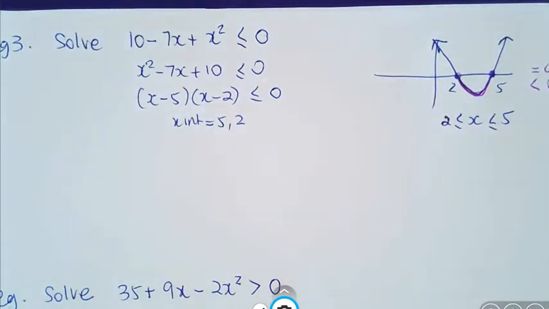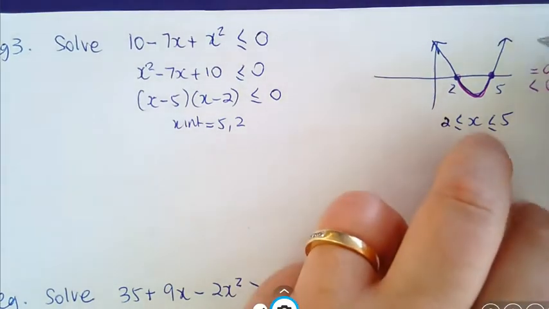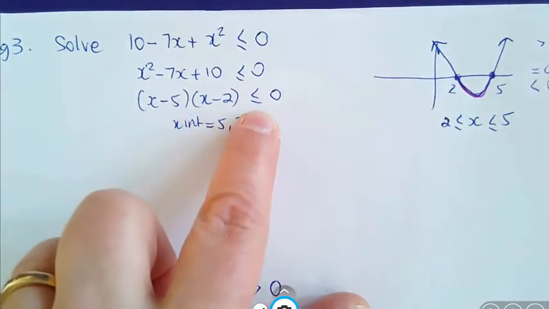On the line is equal, below the line is less than, above the line is greater than. We don't want greater than, we want less than or equal to.